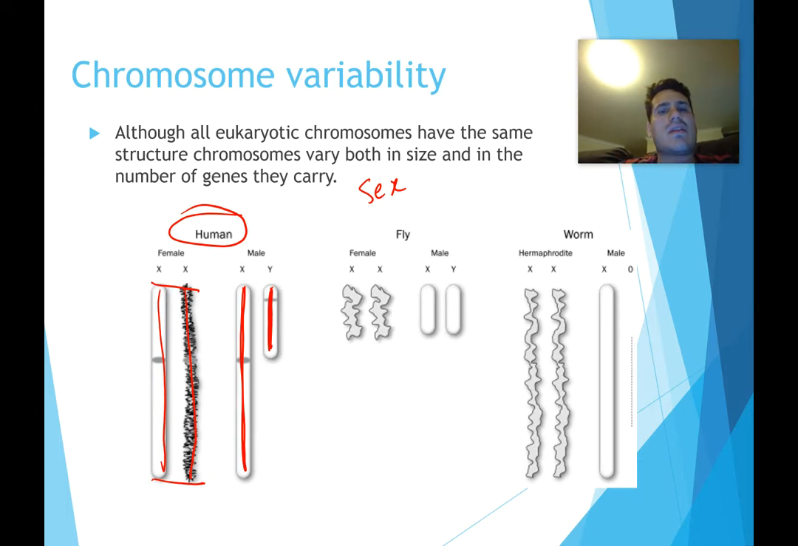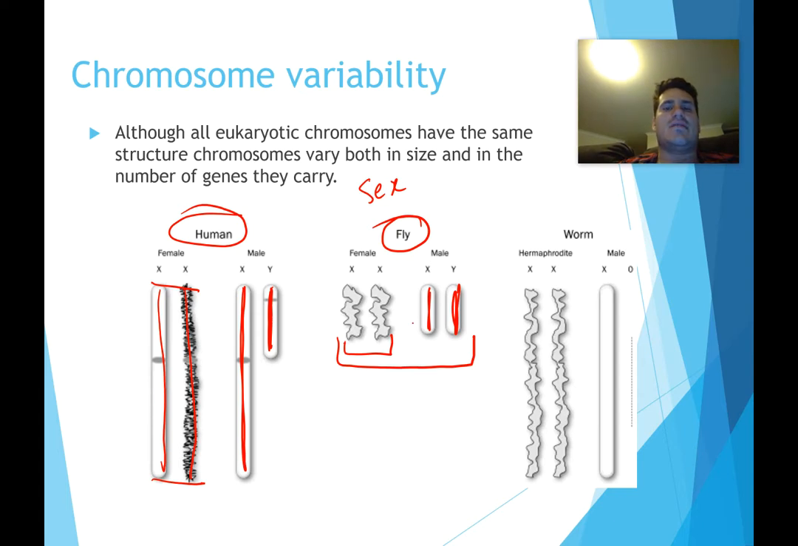Okay? But that's not the case in terms of all animals. For example, flies have the exact same as humans in terms of having XX or XY, but in flies, the female has two X chromosomes that are the same. And then for the males, the X chromosome and the Y chromosome aren't different sizes, but they just have completely different genes on them. So they're not homologous.